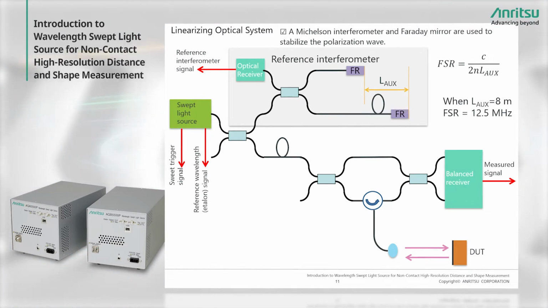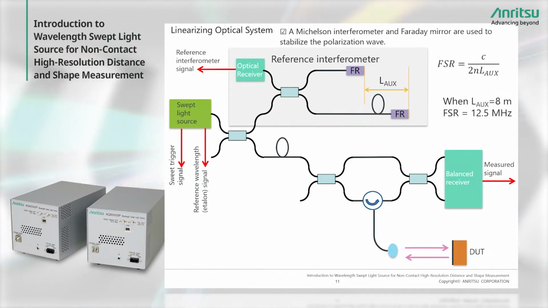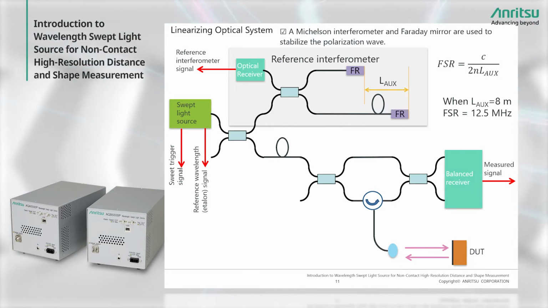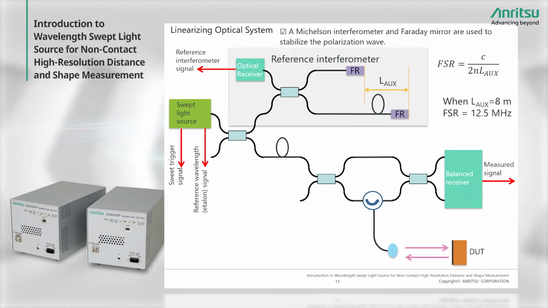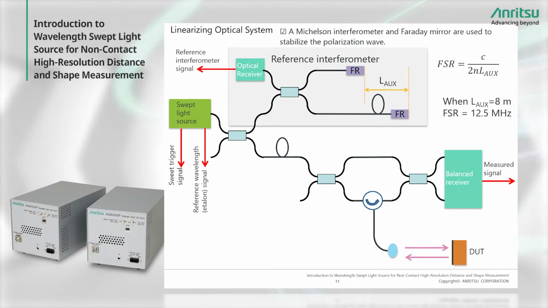At actual use, an 8-meter optical fiber equivalent to LAUX is attached, with a free spectral range of 12.5 MHz in this case. In other words, each time the light source sweeps 12.5 MHz in frequency, the output beat signal increases peak by peak.